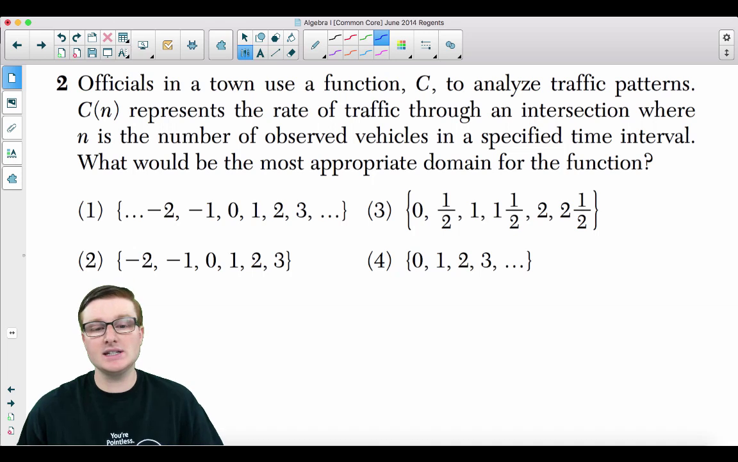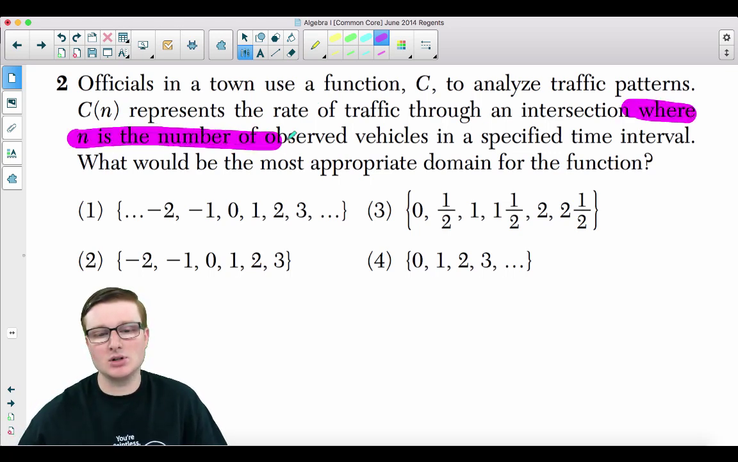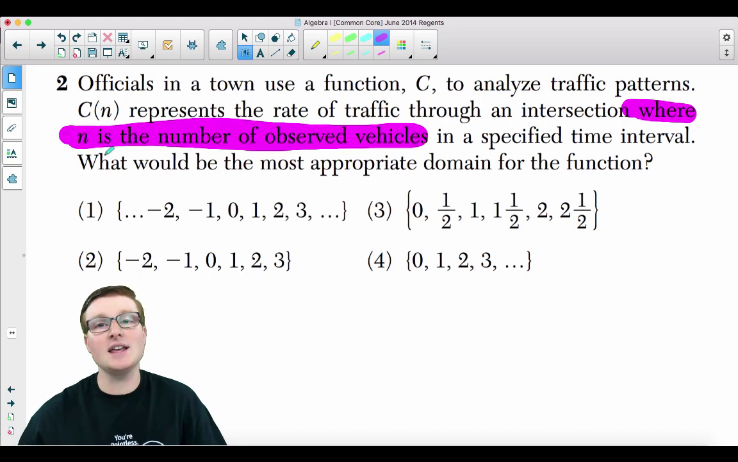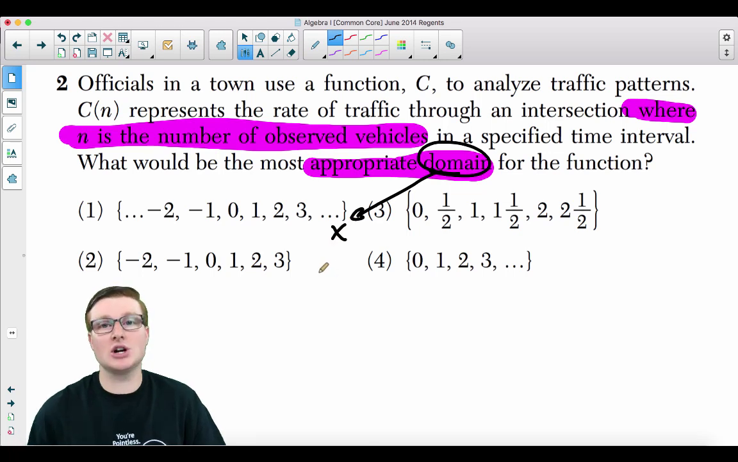All right, number 2, officials in a town use a function C to analyze traffic patterns. C of n represents the rate of traffic through an intersection, where n is the number of observed vehicles. And it says here, what would be the most appropriate domain for the function? Okay, you see this? Where n is the number of observed vehicles, that is considered your x value. And when it says appropriate domain, domain means x. So we're looking for the answer that is appropriate to state these x values.